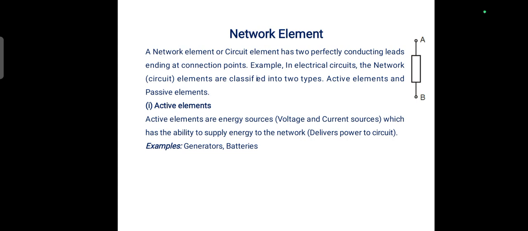And then the next one is the network element. A network element or circuit element has two perfectly connecting leads ending at connection points. In an electric circuit, the circuit elements are classified into two types: active elements and passive elements. The first one is the active element. Active elements, or energy sources, that is voltage and current sources, have the ability to supply energy to the network. So they deliver power to the circuit. Examples are generators, batteries, and so on.